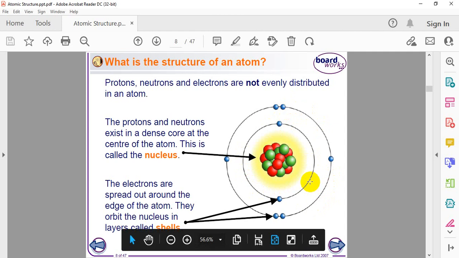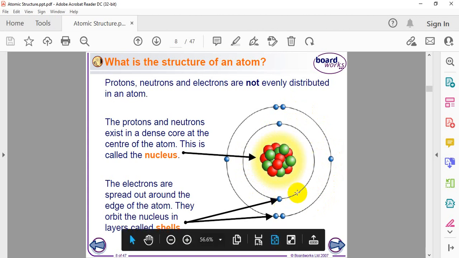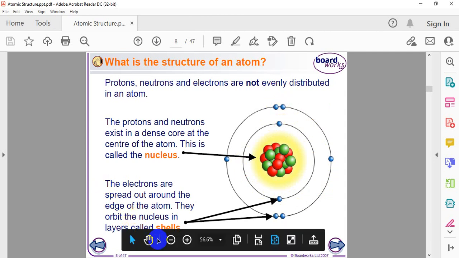The shells are named K, L, M, N, O, P, and so on. The first shell takes 2 electrons. The second, third, fourth, fifth, they all take 8 electrons. So the electrons are spread around the edge of the atom. They orbit the nucleus in layers called shells. Another name for a shell is an orbital.